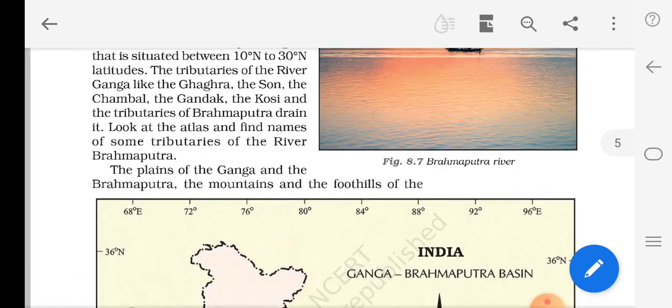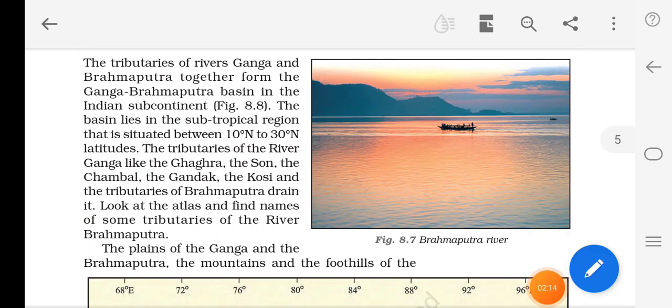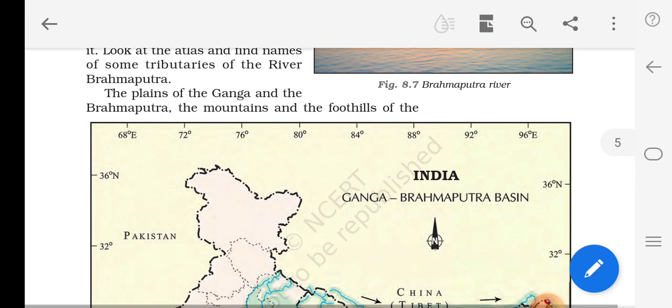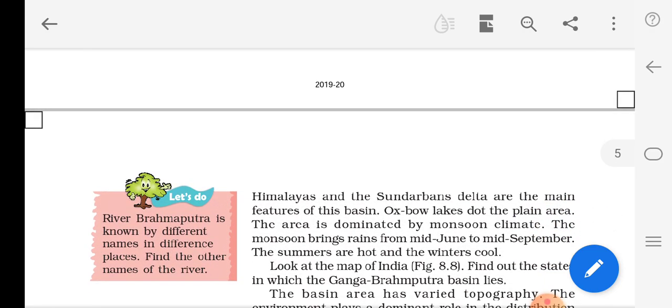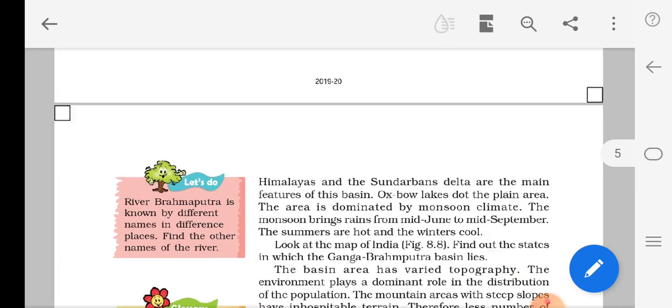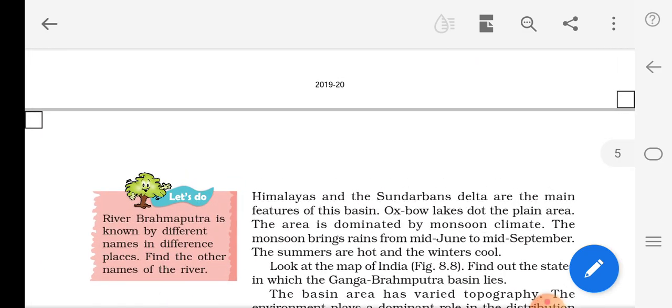Now let's read the tributaries of Ganga. The Gagra, the Son, the Chambal, the Gandak, the Kosi are the tributaries of Ganga. I have already shown the image. The Ganga starts from the Himalaya, that is mountain, and the foothills of the Himalayas, and the Sundarbans Delta are the main features of the basin. Sundarban Delta is the main feature of this basin.